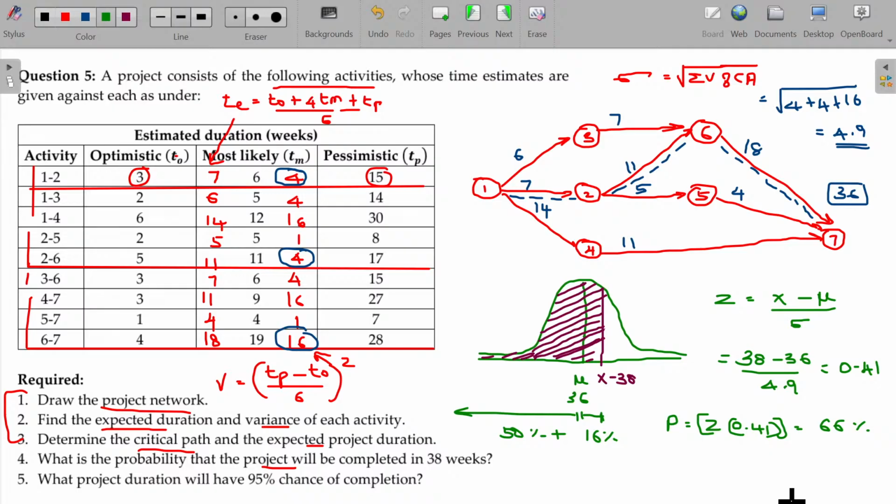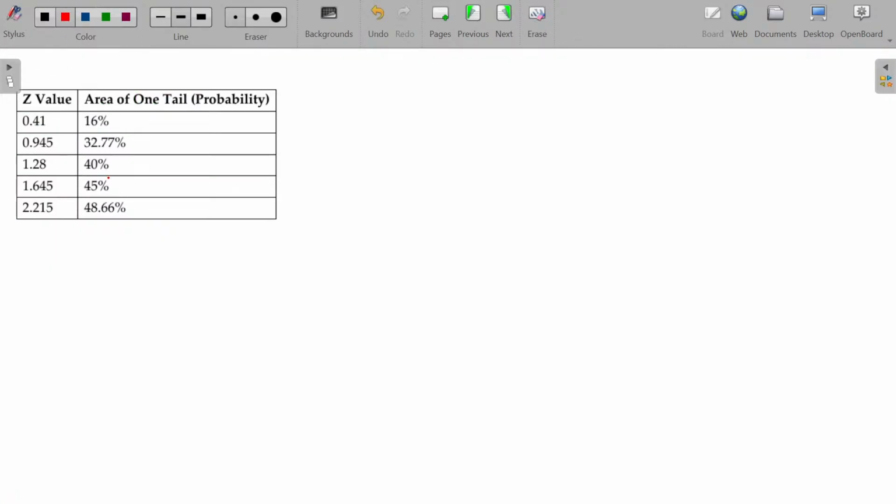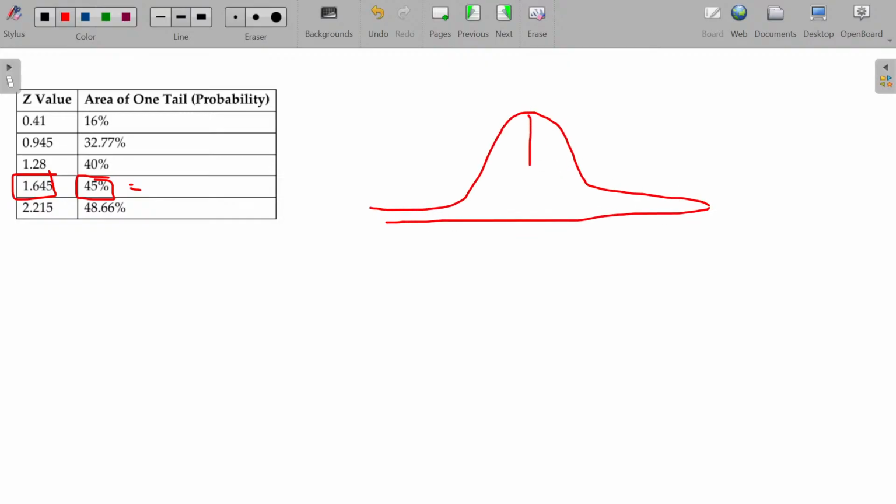The same in question number 5. What is the project duration that will have a 95% chance of completion? Then the probability is 95%, so you have to do a reverse calculation. The Z value is 1.645, where it is 45%. This will be a single tail test, right? In this diagram, 95% should be on the right hand side.